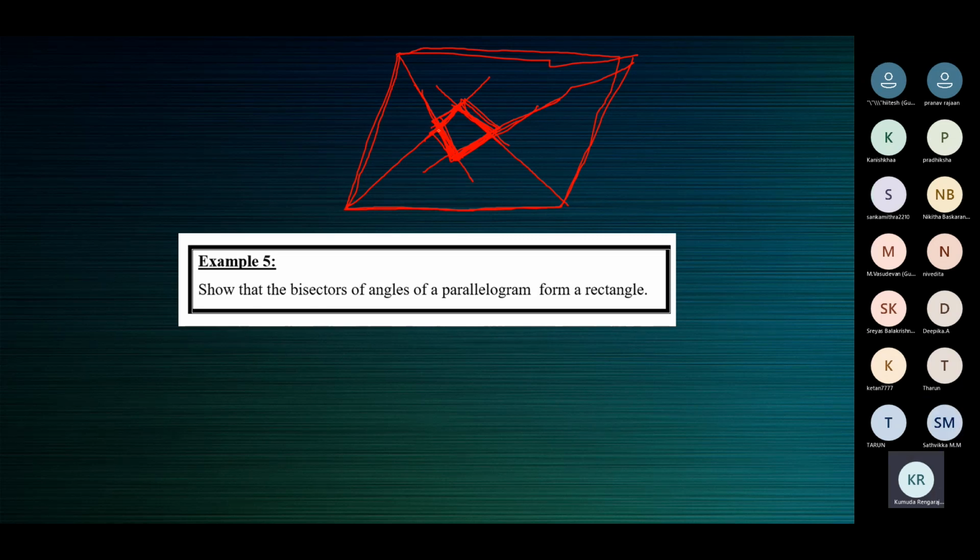So we'll first prove that this one is a parallelogram by showing that both pairs of opposite angles are equal. Both pairs of opposite angles are equal, so it's a parallelogram. And then we'll prove that one angle is a right angle. So we prove that it's a parallelogram, and in the parallelogram, one angle is a right angle. So it satisfies the definition of a rectangle. Therefore, the quadrilateral enclosed in the middle is a rectangle.